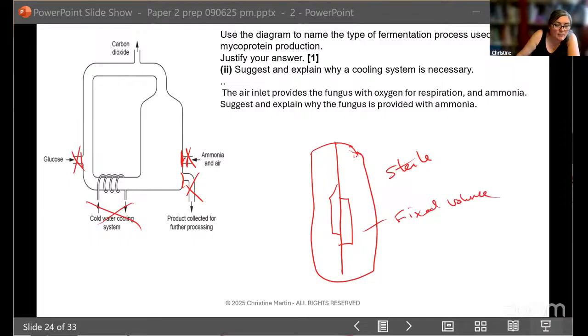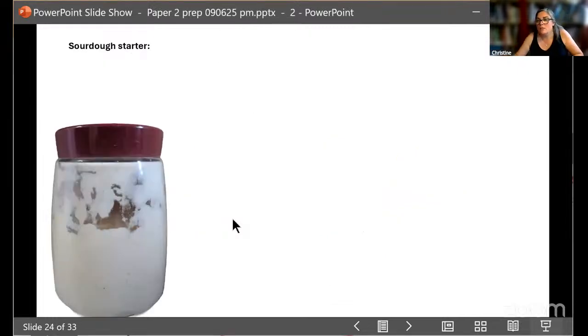So interestingly, let me just bring back down this one, because I skipped past it. Sourdough starter is a really interesting one because it's like a very basic batch fermentation. So basically what you're going to do is put yeast, flour, and water into a container.